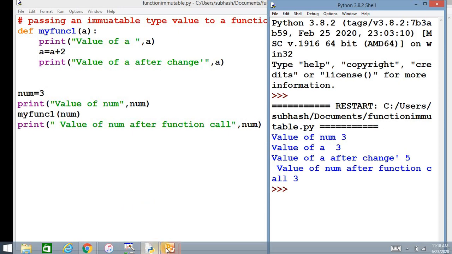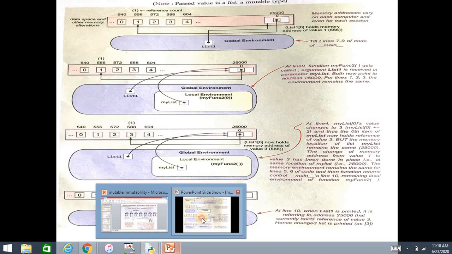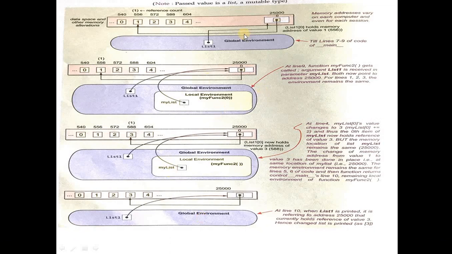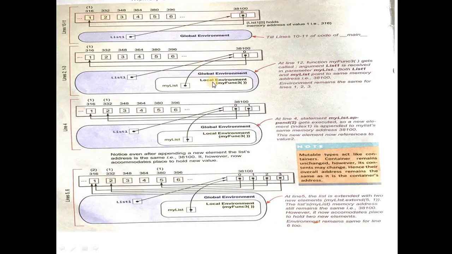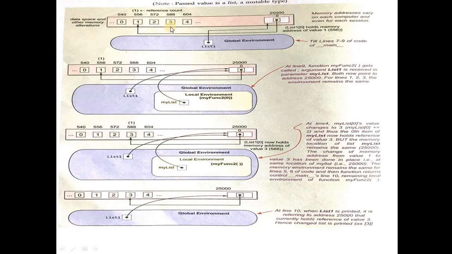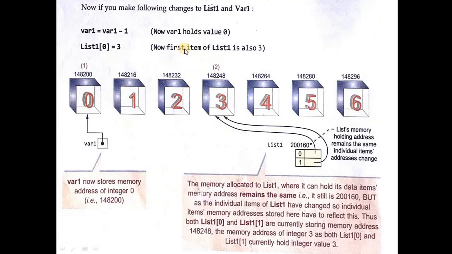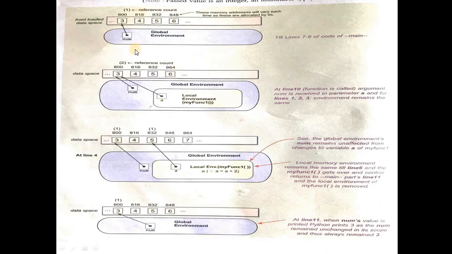So this we'll see through the diagram. You will understand better. Now see here, this one. Now num is storing 3. So when you write that statement, this is happening in the memory. You have num and it is pointing to 3 and which is 800. Memory location is 800.